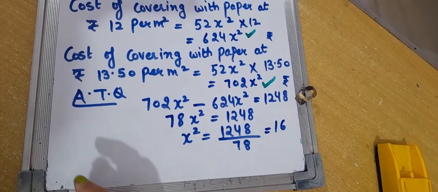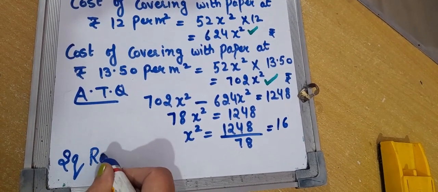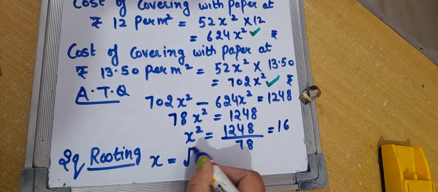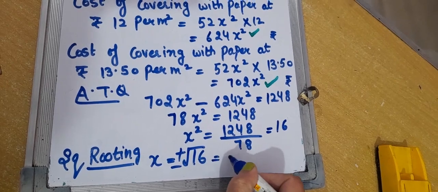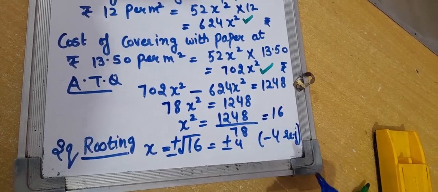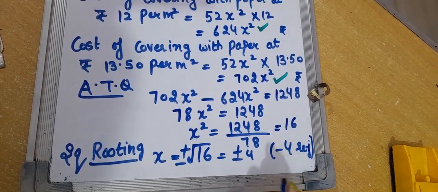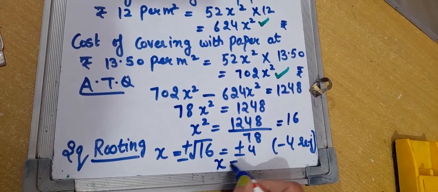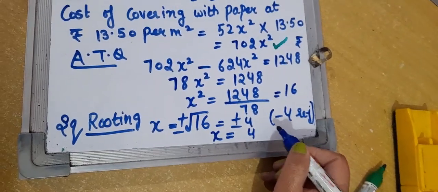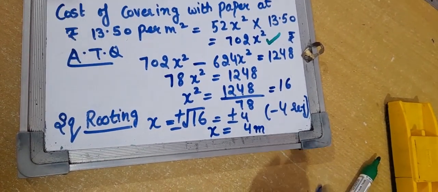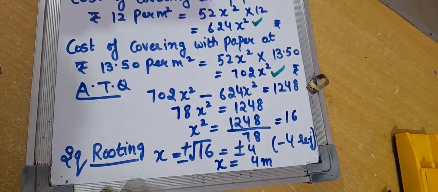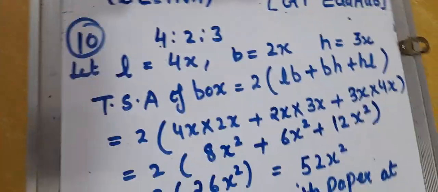Now we have to find x by square rooting both sides. When you square root both sides, you get x is equal to root 16, that is plus minus 4. Minus 4 we will reject because the dimensions length, breadth, height cannot be negative. So you get x is equal to 4 meter, because we are given measurements in meter. Now we have to find the dimensions. So using the value of x equal to 4, we will find dimensions. Let's continue.